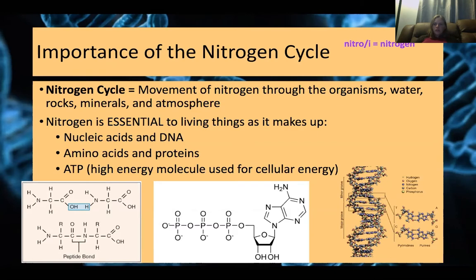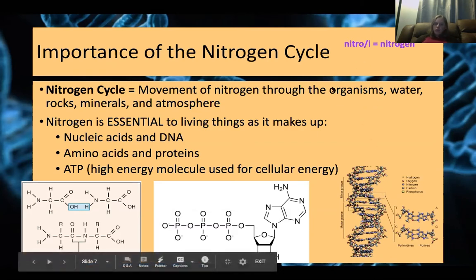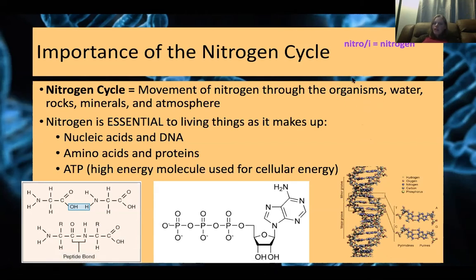Let's move on to the nitrogen cycle, and we'll see how nitrogen moves between the biotic factors, the organisms in an ecosystem, and the abiotic factors, the non-living things like water, rocks, minerals, and the atmosphere in an ecosystem. Well, why is nitrogen important? It makes up so many molecules in our body, we have to have it, especially nucleic acids like DNA.